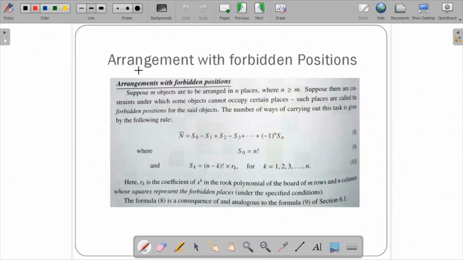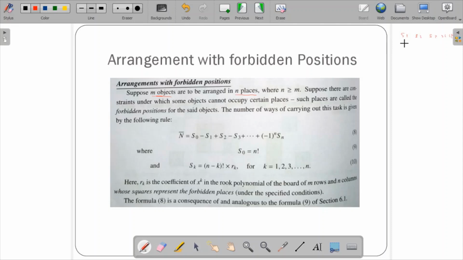Next concept is based on arrangement with forbidden positions. Over here, suppose we have m objects. You will understand what these objects are in the next example problem. If you want to give m objects, these m objects need to be arranged in n places. For example, if there are 5 students, student 1, student 2, student 3, student 4 and student 5, and they are given m objects.